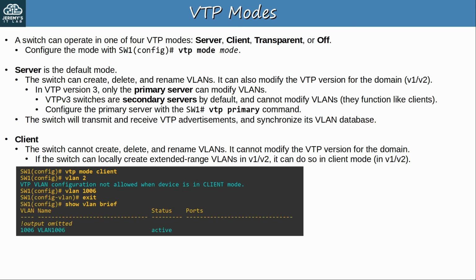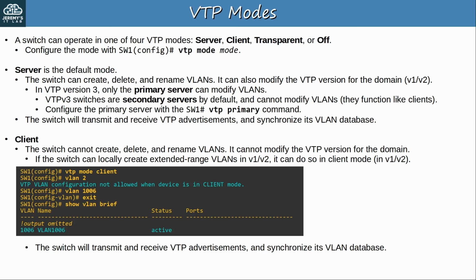This IOSV L2 switch is an example. I was able to create VLAN 1006, an extended range VLAN, on the switch, even though it's in VTP client mode. Note that this will not work in VTP v3. VTP v3 clients cannot create VLANs in the normal or extended ranges. Final point. Just like VTP servers, a VTP client will transmit and receive advertisements and sync its VLAN database.